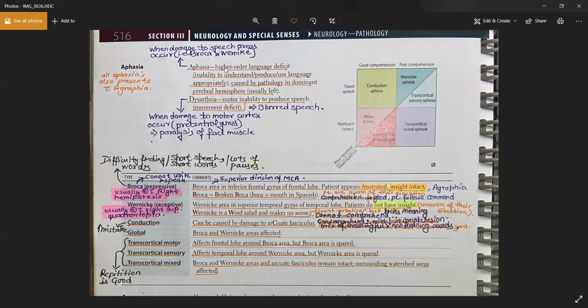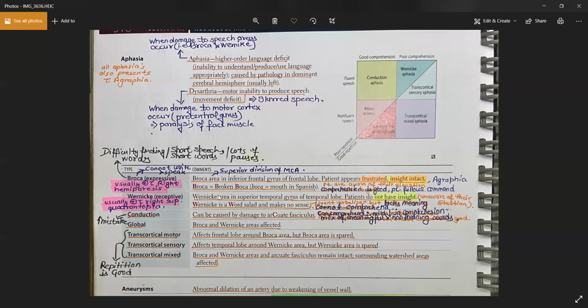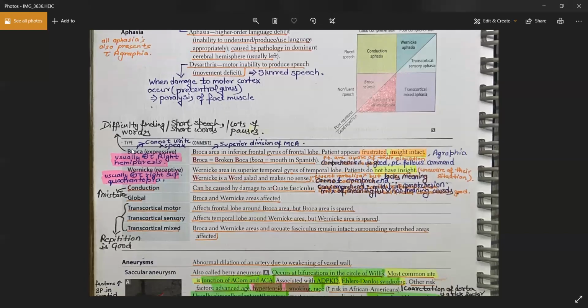Whenever you have hyperammonia, you will have slurring of the speech, right? It is not the aphasia but the dysarthria because of hyperammonia. Okay, so you have four types of aphasias. One is Broca's aphasia. Second is Wernicke's aphasia. Third is conduction. Fourth is global. These are the four major types of aphasias you have. Others, you have the transcortical motor, transcortical sensory, and transcortical mixed.